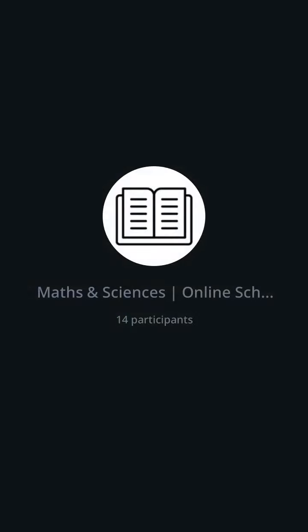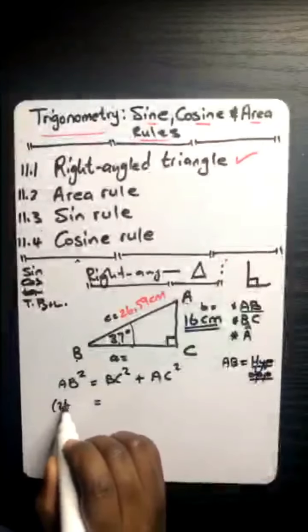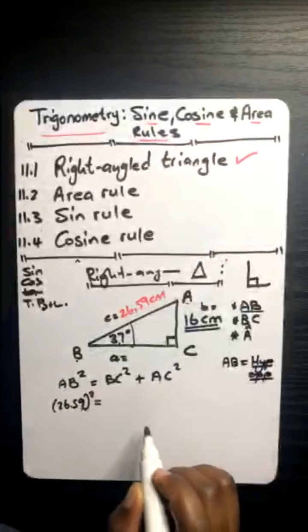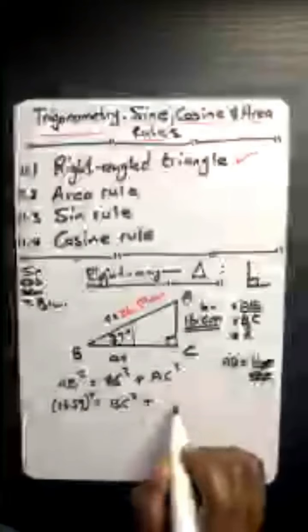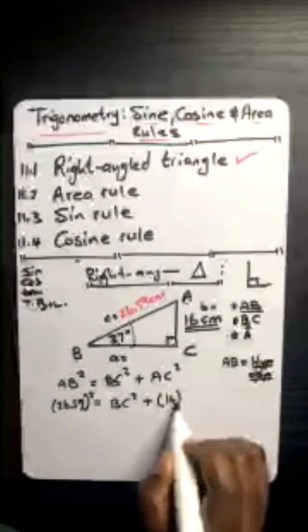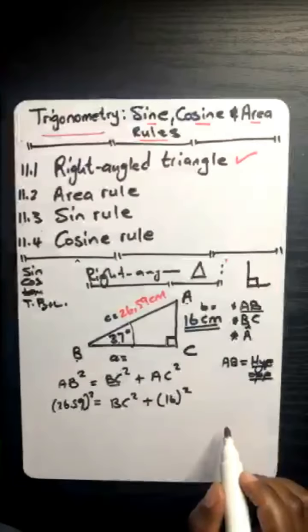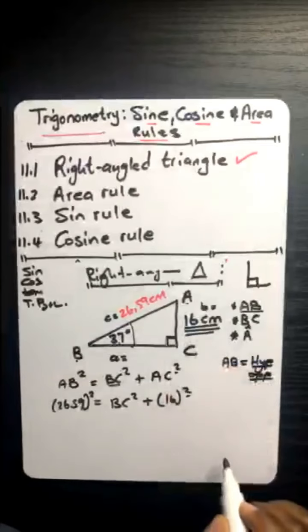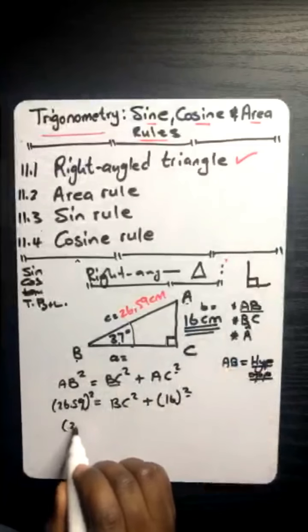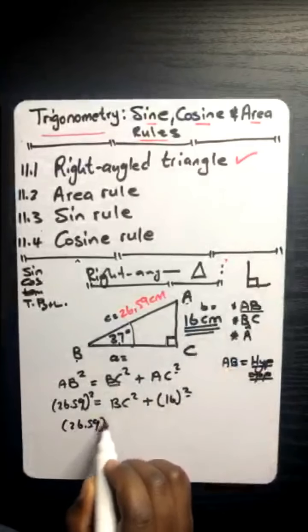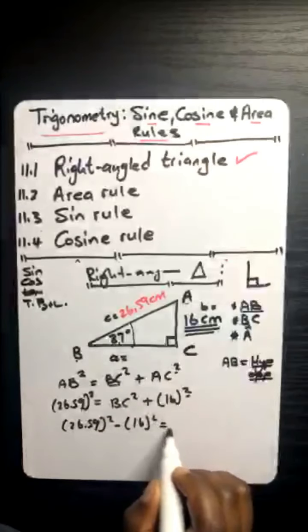Okay, so now let's see. What is AB? AB, we just calculated it. They say it is 26,59. What is BC? BC is what we are trying to calculate. Plus, what is AC? It was given as 16, squared, and then we square it because the formula says squared. So we can transpose. Remember, it changes a sign. So that means you've got 26,59 minus 16 squared is equal to BC squared.